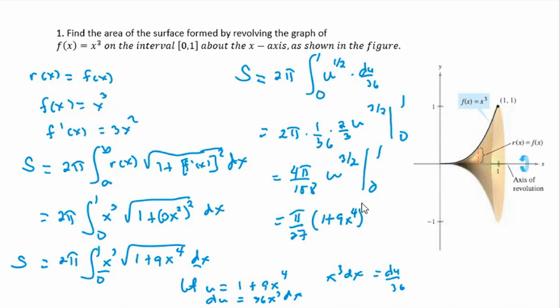And this will be raised to the power of 3 halves, and then evaluated from 0 to 1. So by using the fundamental theorem of calculus, it will give us now the answer of pi over 27 times 10 to the power of 3 halves minus 1. And this is now the final answer.